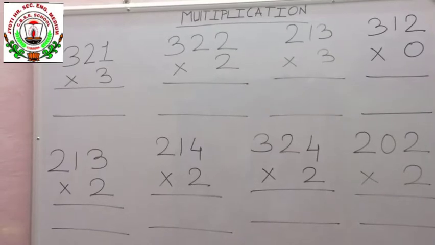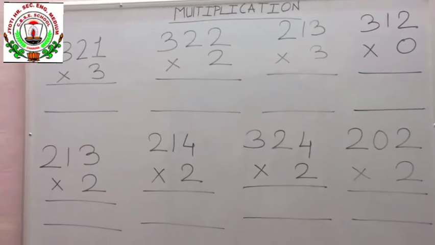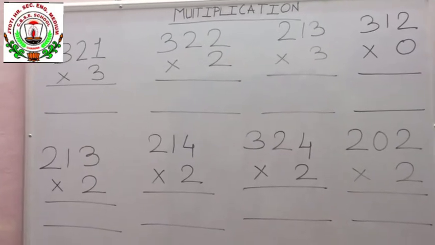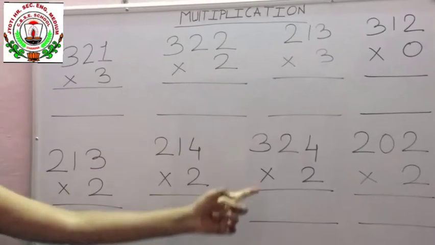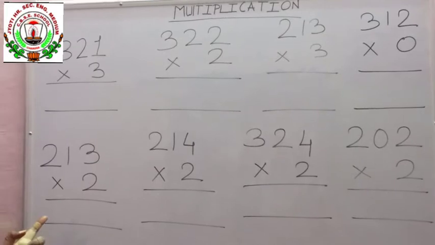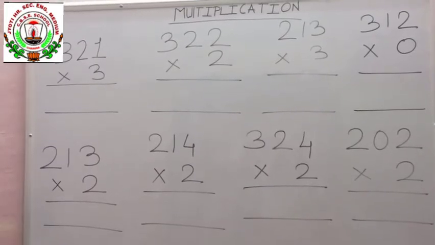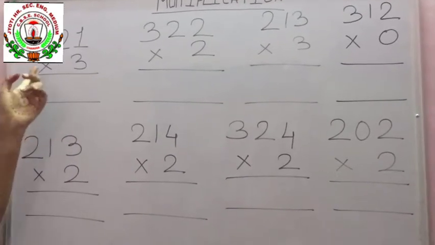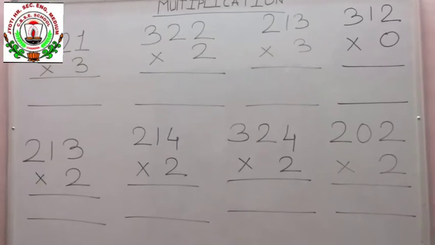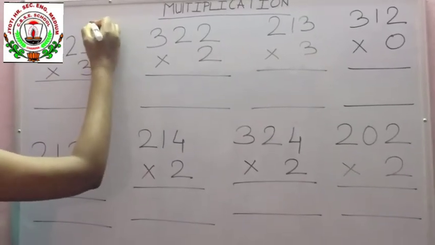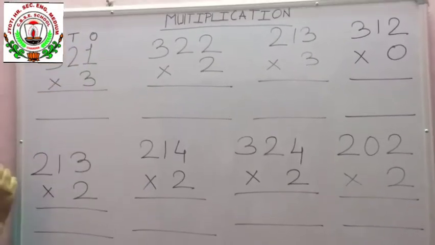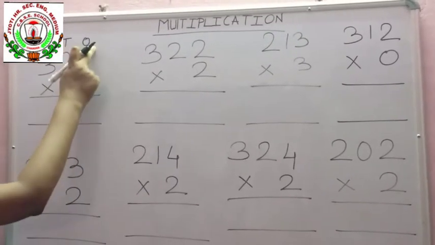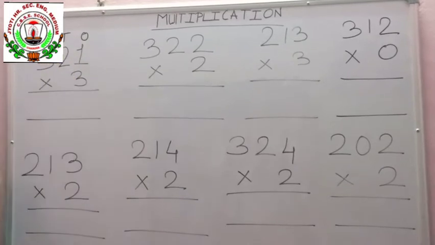In your previous class, you studied multiplication of a two-digit number and a one-digit number. Now we are going to study three-digit multiplication. As you know, a three-digit number is made up of ones, tens and hundreds.